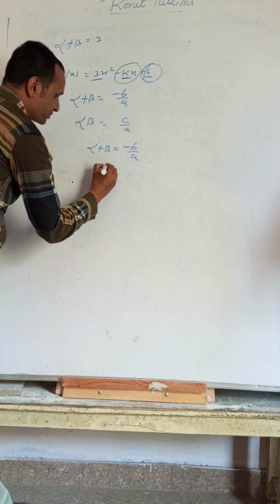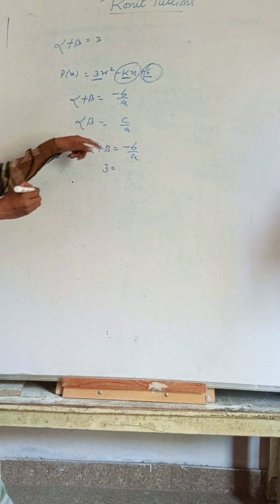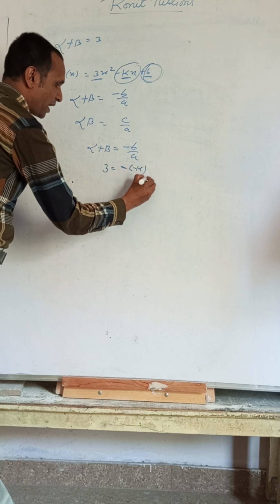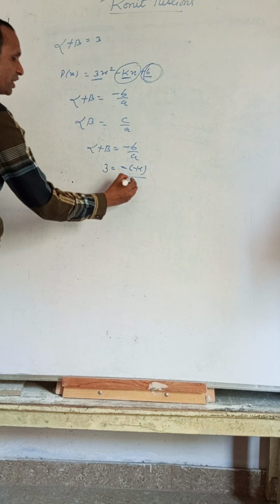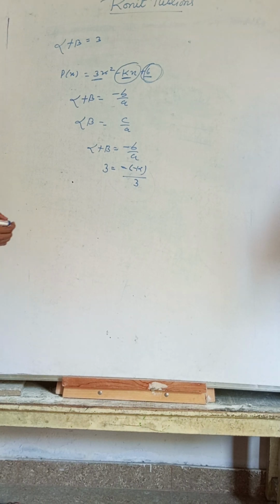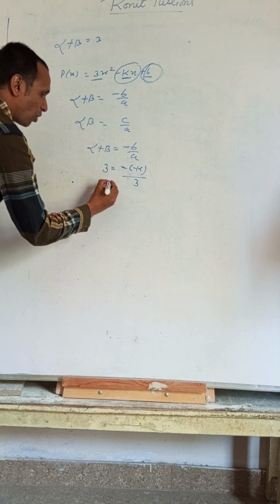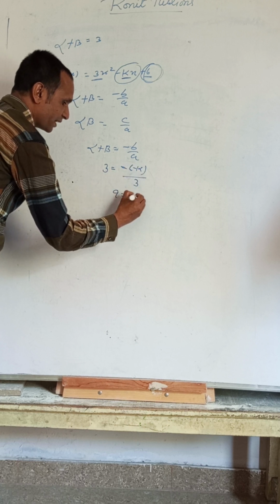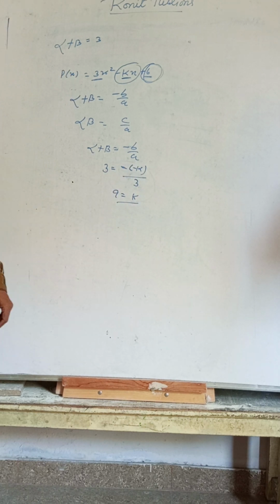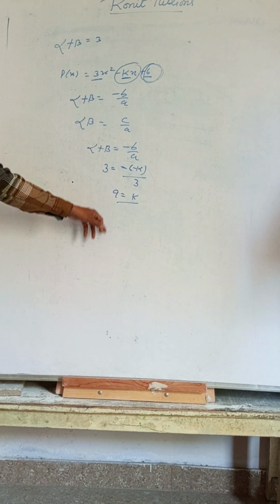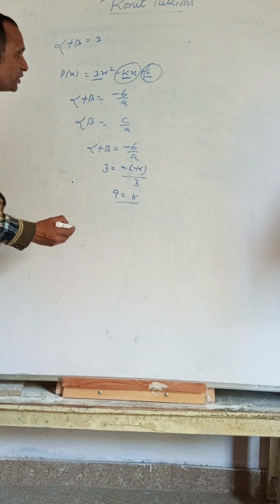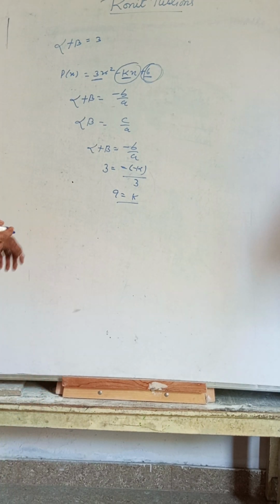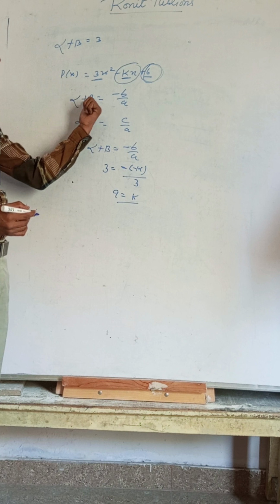So alpha plus beta is equal to 3, b is minus k, so minus of minus k by a, and a is given as 3. By cross multiplication, 3 times 3 is 9, equal to plus k. So k is equal to 9. Alpha plus beta are called the zeros of the polynomial. The sum of the zeros of the polynomial is alpha plus beta.